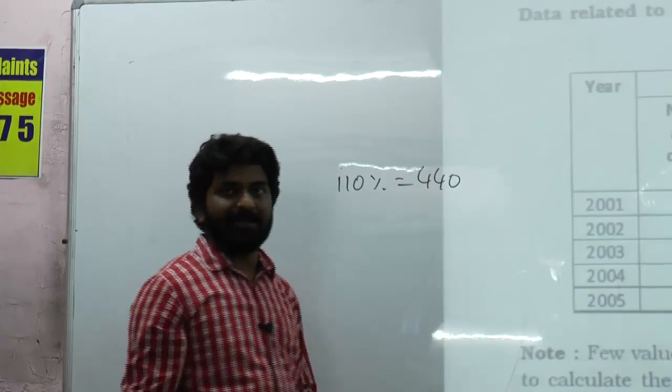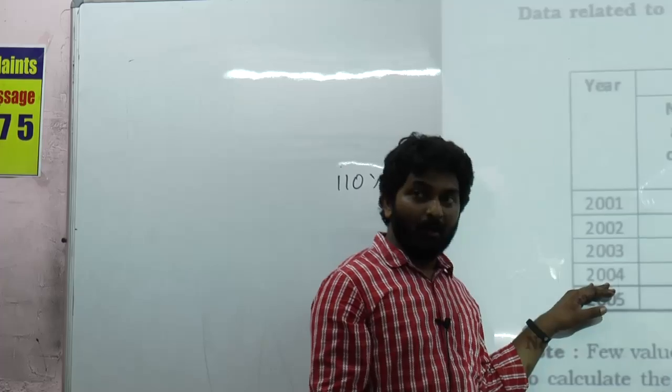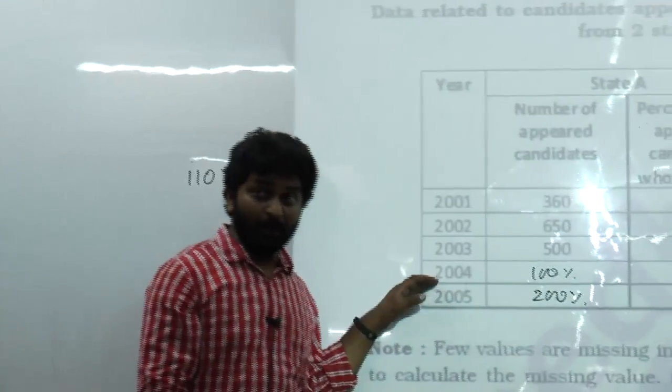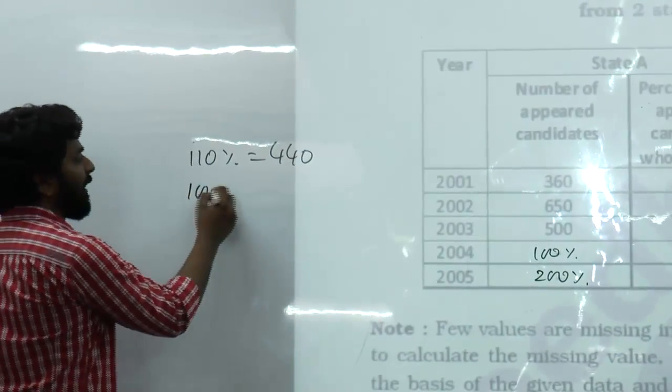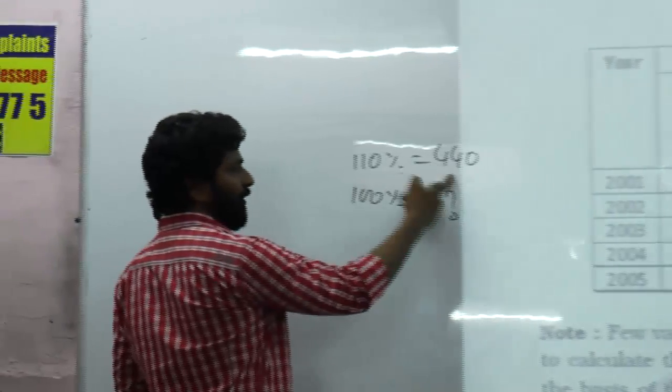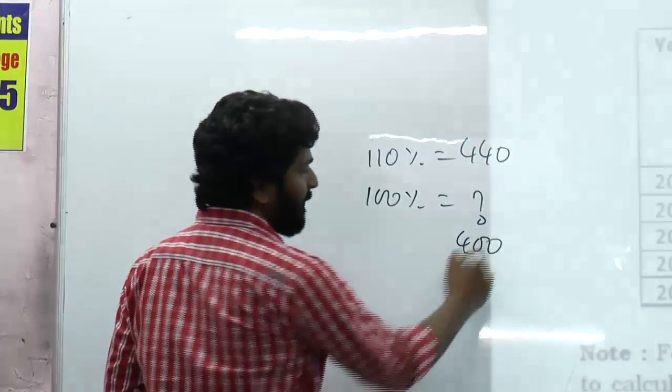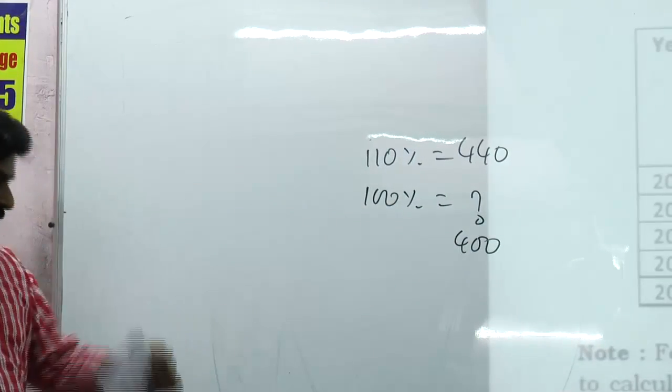If you are asked about number of candidates who got appeared the exam in 2004, you need to calculate 100% is equal to how much? 4 times, 400. Do you have 400? Yes.